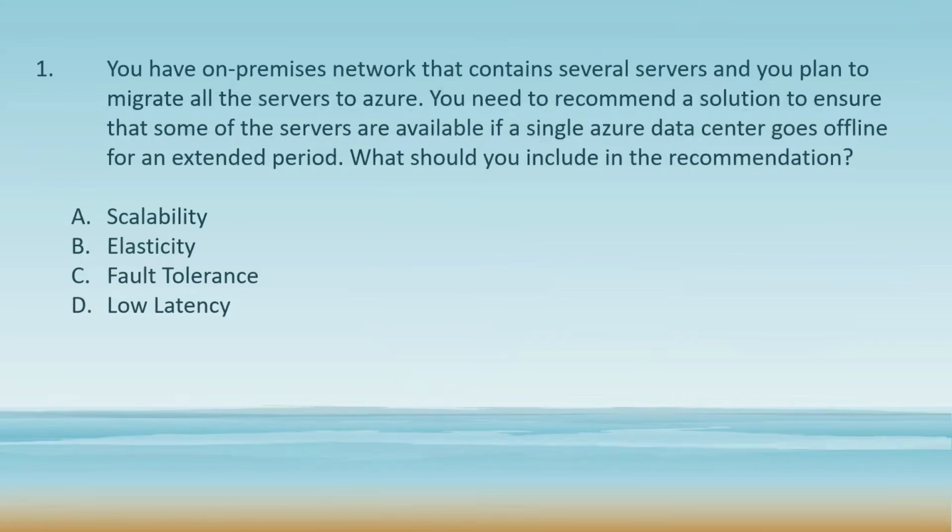You have an on-premise network that contains several servers and you plan to migrate all the servers to Azure. You need to recommend a solution to ensure that some of the servers are available if a single Azure data center goes offline for an extended period. What should you include in the recommendation? Your options are scalability, elasticity, fault tolerance, low latency.